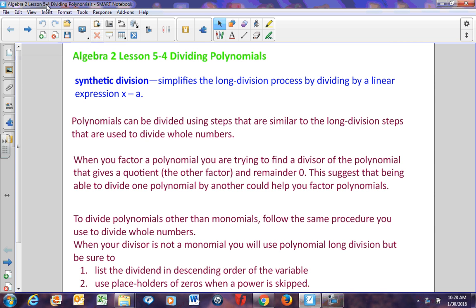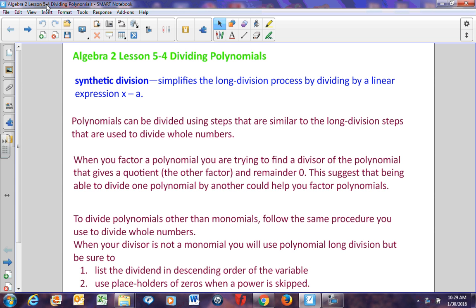This is Algebra 2, Lesson 5-4, Dividing Polynomials. Synthetic division is a form of division that simplifies the long division process by dividing by a linear expression x minus a. Essentially, what you do when you use synthetic division is you eliminate the variables until the last step, which makes it much easier to divide.